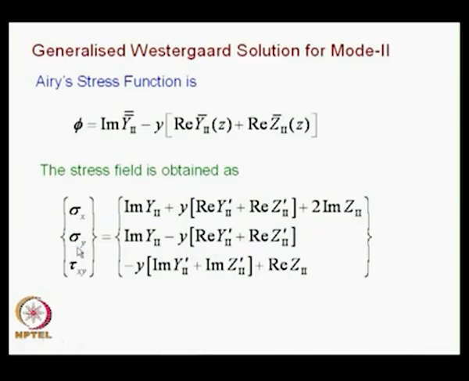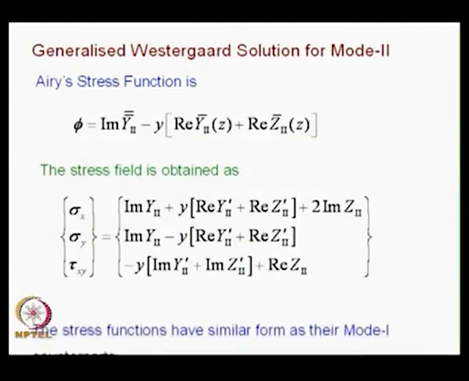and you have sigma y given as imaginary part of Y2 minus y multiplied by real part of Y2 prime plus real part of Z2 prime, and the shear stress tau xy is given as minus y times imaginary part of Y2 prime plus imaginary part of Z2 prime plus real part of Z2. So, now you have the generalized mode 2 Westergaard solution.